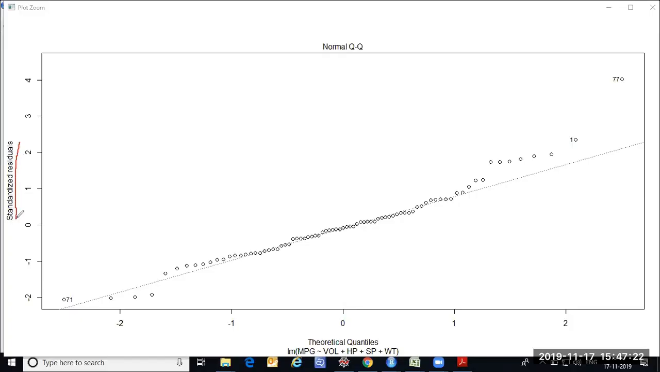Standardized residuals. How do you standardize a value? Residuals are nothing but the errors. Which formula do you need to use? Z value, right? Z formula: X minus mu by sigma. If you standardize the residuals, nothing but the errors, they should follow normality. Are they following normality by looking at this graph? More or less. The data points in the IQR region, more or less they're falling on the line, right?